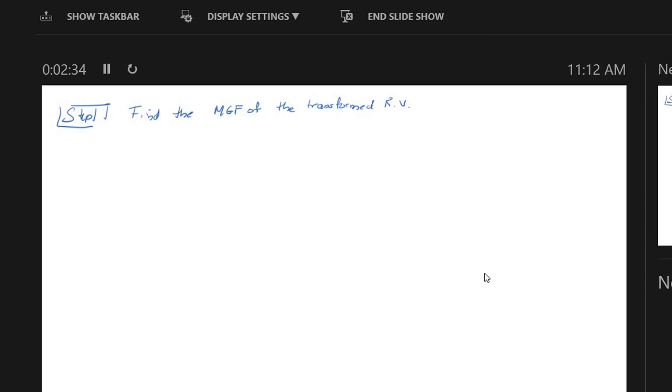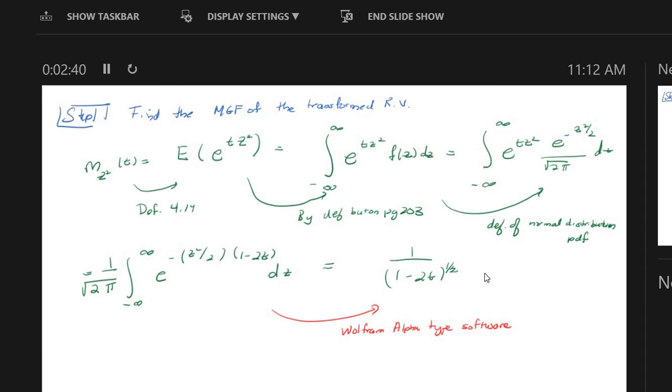The first step is to find the moment generating function of the transformed variable. So how do you do that? You plug it right into the definition. I'm asking you to cite things. I cite things for you too, so that you know where I got it from, and if you need it, you can see it.